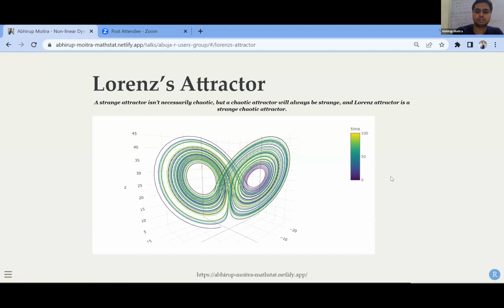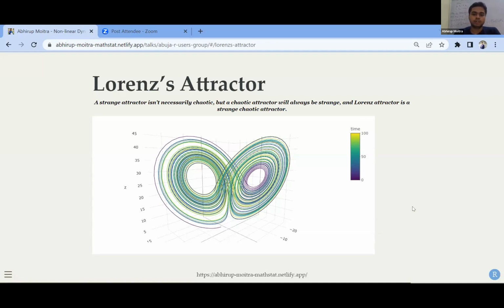So you can see this is how I just made it. Let me fix it. Yeah, so this is the iconic butterfly. We also see how the state of the system traverses between the two wings of the butterfly through time.